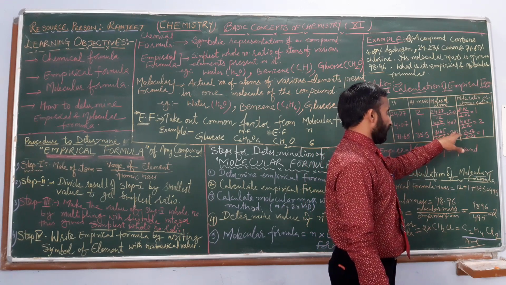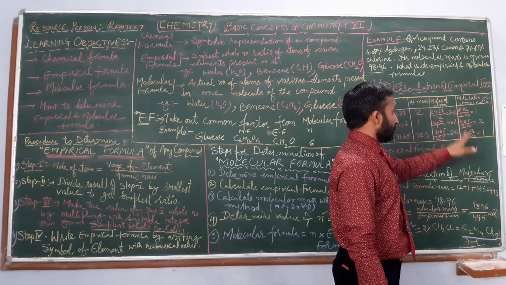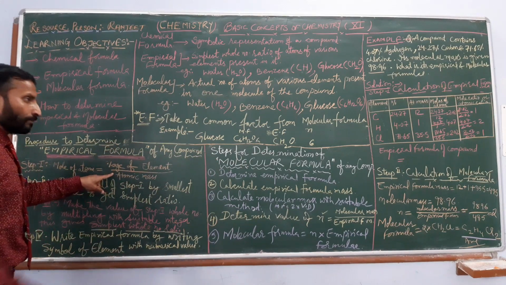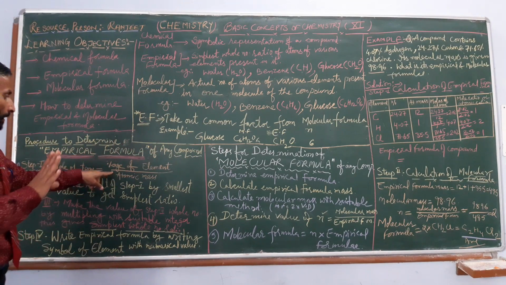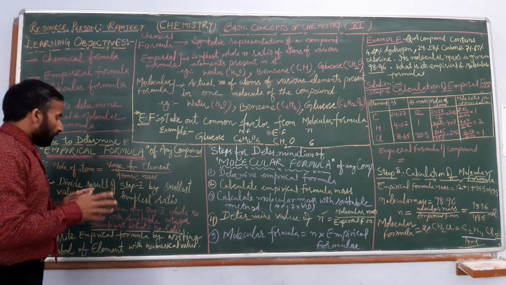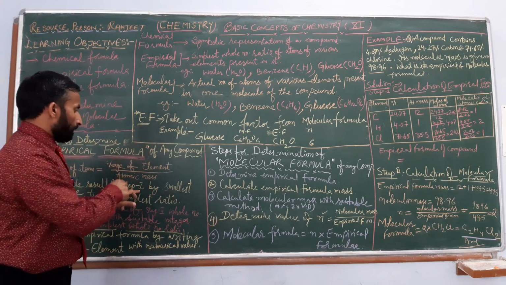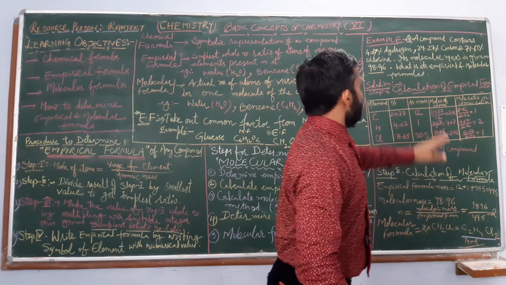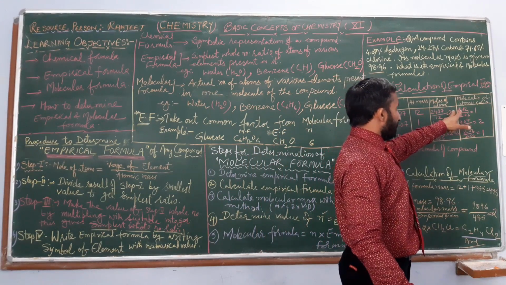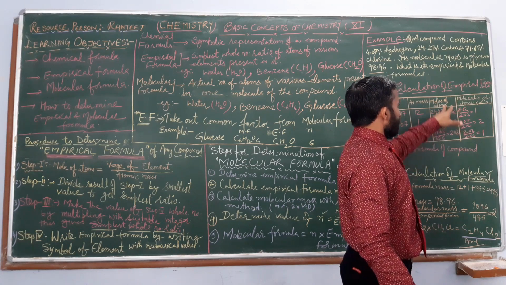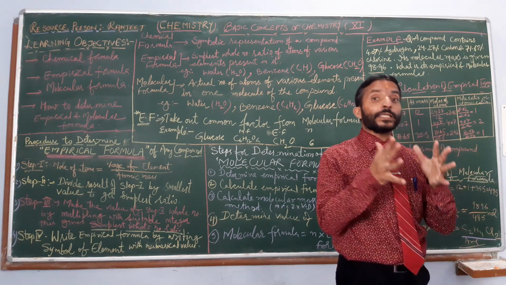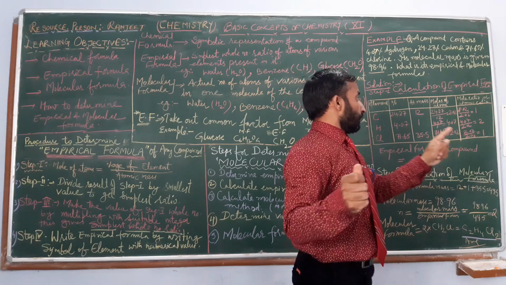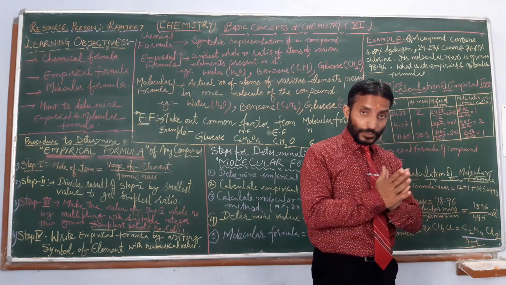Now divide it and you get the mole of atom 2.02. Step 1 is complete up to here. Then the second step is to divide the result of step 1 by the smallest value to get the simplest ratio. We have to calculate these moles of atoms in the simplest whole number ratio. That is our target, because this number cannot be a fraction.